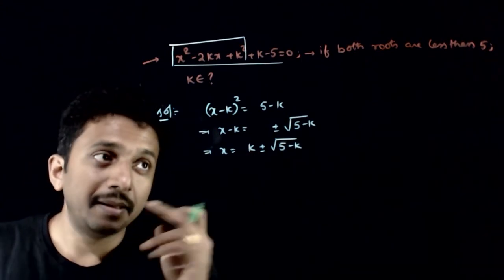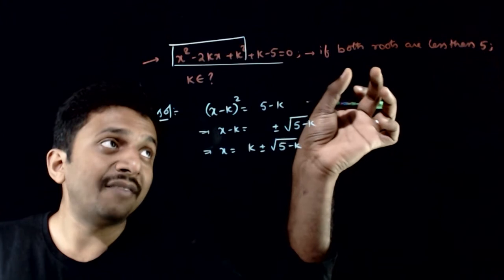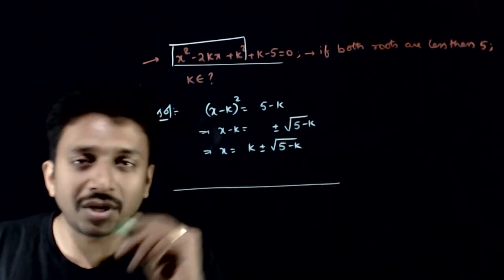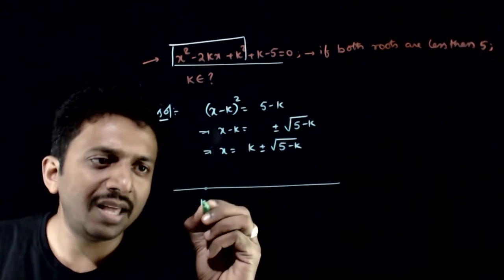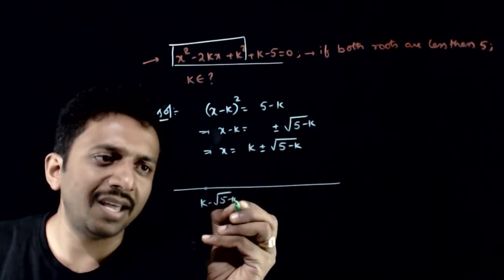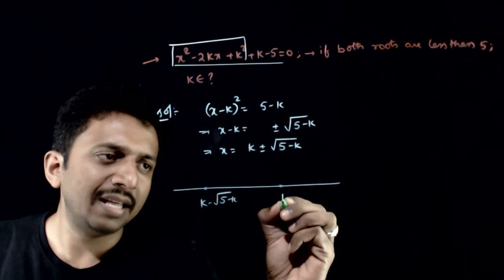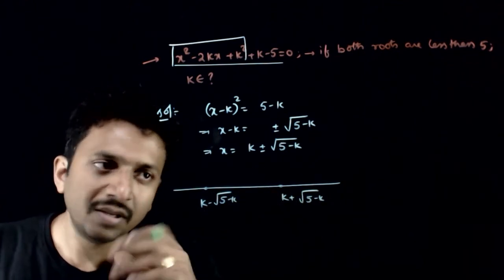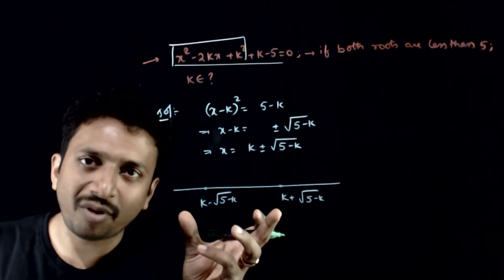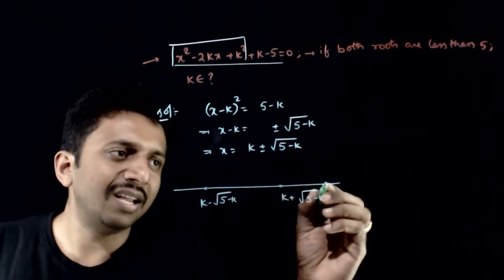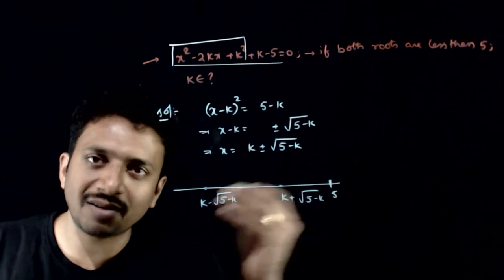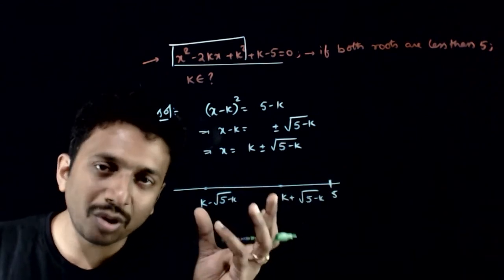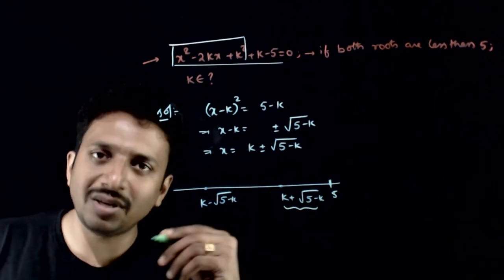Now these two roots have to be less than 5. If you plot these two roots on a number line, we know that k − root of 5 − k is the lower root and k + root of 5 − k is the higher root. So if both roots have to be less than 5, obviously the higher root has to be less than 5. That is, 5 has to lie somewhere on this side. So what is the condition which ensures that both roots are less than 5? The higher root is less than 5.